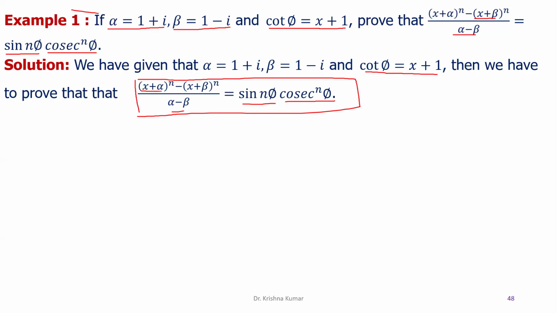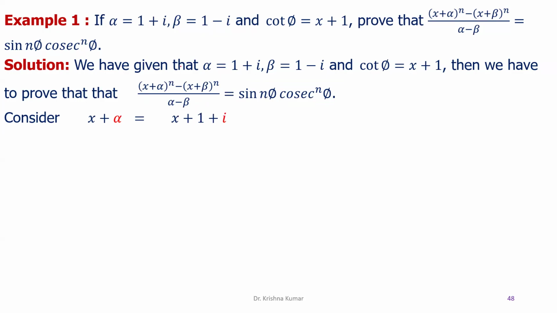Before taking the left hand side, let us try to calculate the value of x plus alpha, the value of x plus beta, and the value of alpha minus beta. After calculating these values, if we substitute them in the left hand side, we definitely get the right hand side. So let us consider x plus alpha. x is equal to x. What is the value of alpha? Alpha is nothing but 1 plus i. So let us put alpha is equal to 1 plus i.